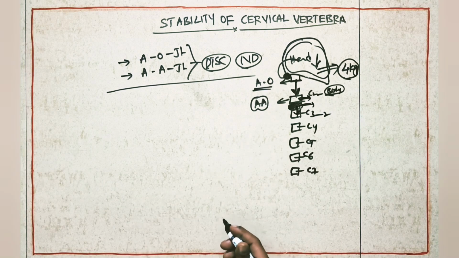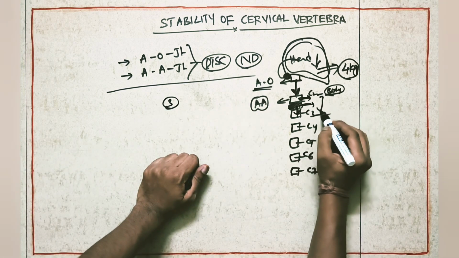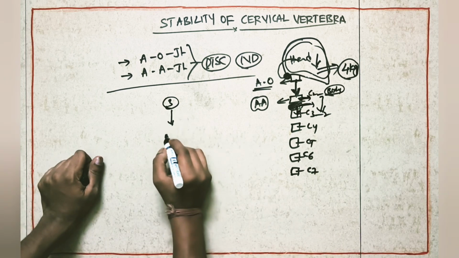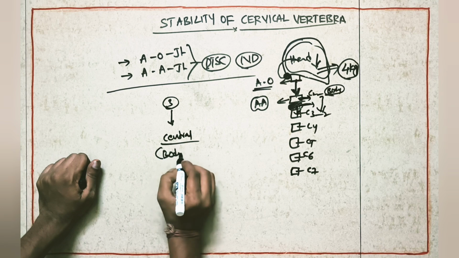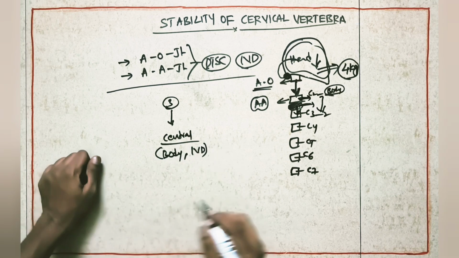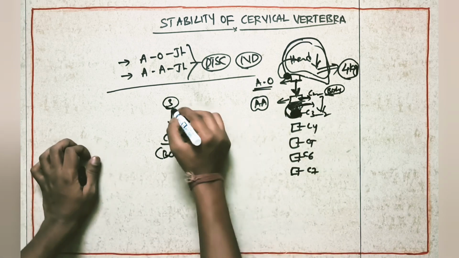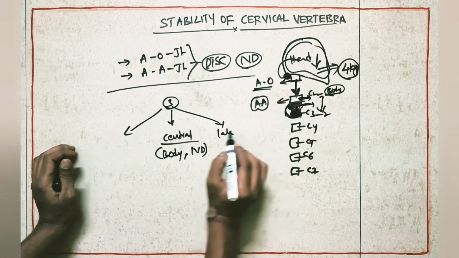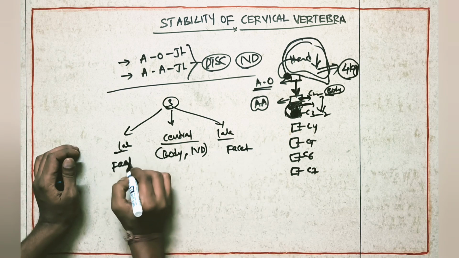When the weight is transferring like that, it will transfer in three parts. It will transfer from C2 to C3 in three ways. First one, the central portion. In this central portion, which structures will be there? Body of the vertebra and, at the same time, the intervertebral disc. So this is the central portion. And the lateral sides. What will be there on the lateral sides? It's easy, no? Facet joints. So both lateral sides will have facet joints.